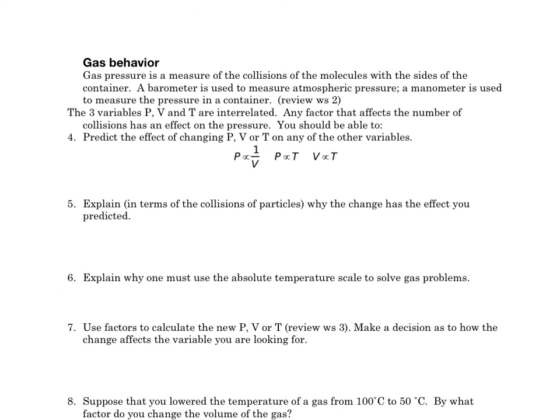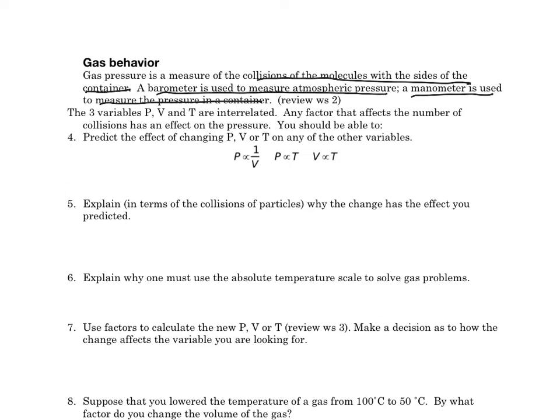Okay, now we get into gas pressure. It says gas pressure is a measurement of the collisions of molecules with the sides of the container. A barometer is used to measure atmospheric pressure. A manometer is used to measure the pressure in a container. There are 3 variables, pressure, temperature, and volume, that are interrelated. So you should be able to predict the effect of changing pressure, volume, and temperature.